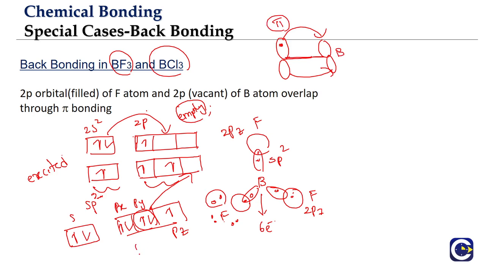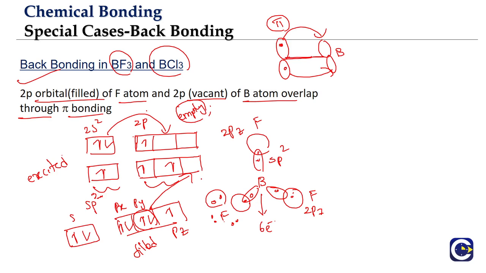So the filled p orbital of the fluorine is forming an overlapping with what? The empty p orbital of the boron. And this is what will be the back bonding. So the 2p orbital filled one from the fluorine atom and the 2p vacant orbital of the boron atom will be forming a coordinate pi bond. So it is a pi bond, it is a sideways overlap.